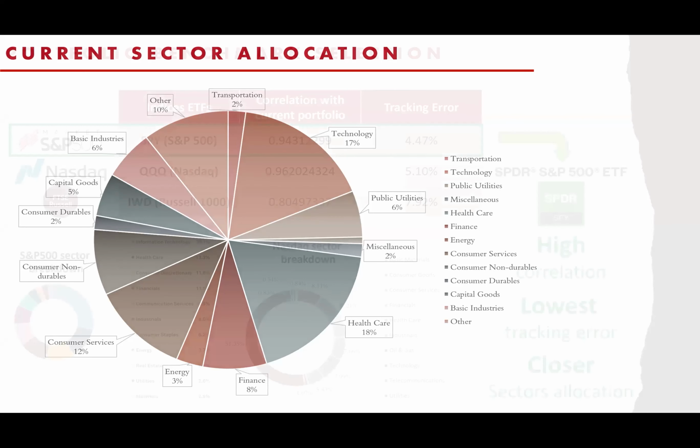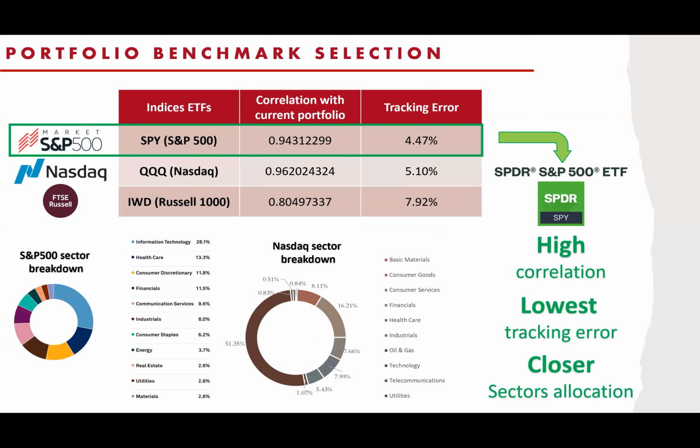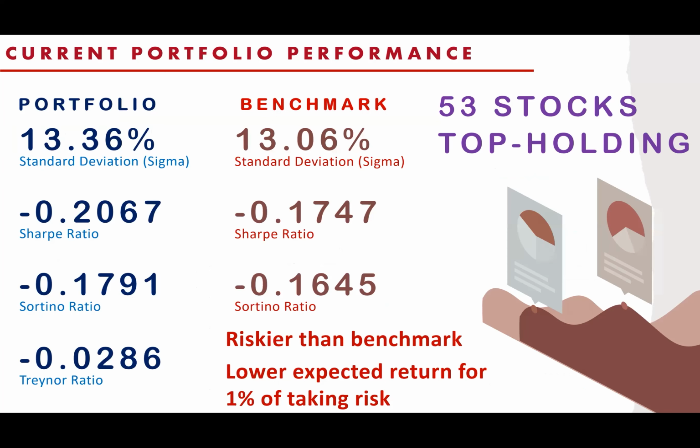Right. So basically, we looked into the portfolio benchmark for us to do the optimization, and we used three ETFs for us to actually come up with this. We chose the S&P 500, the NASDAQ ETF, and the Russell 1000. And looking at the correlations and the tracking error, the S&P 500 came out the best because it has the highest correlation, it has the lowest tracking error, and it's actually closer to what the client currently has in terms of sector allocation, right?